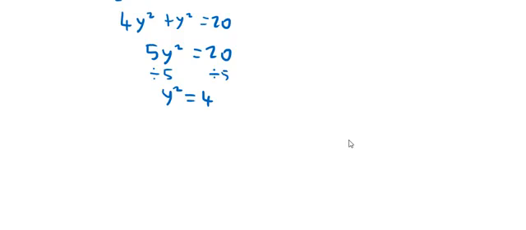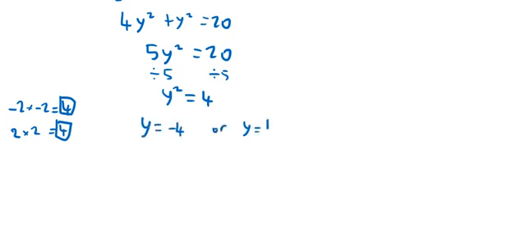Remember that minus 2 multiplied by minus 2 equals 4, and also 2 multiplied by itself equals 4. So there's two possible ways that you can multiply a number by itself to get positive 4. Therefore y equals minus 2 or y equals positive 2.